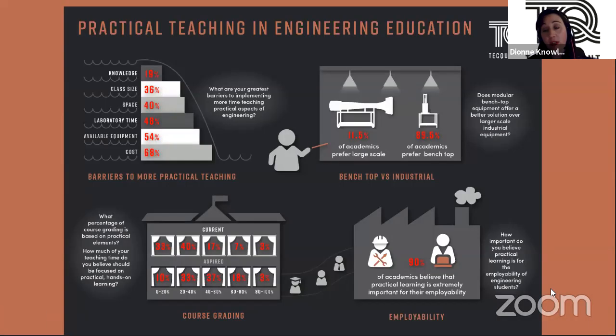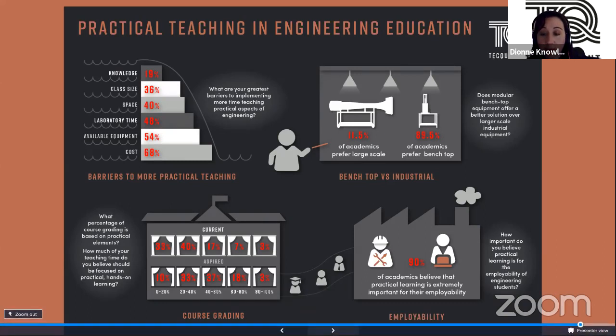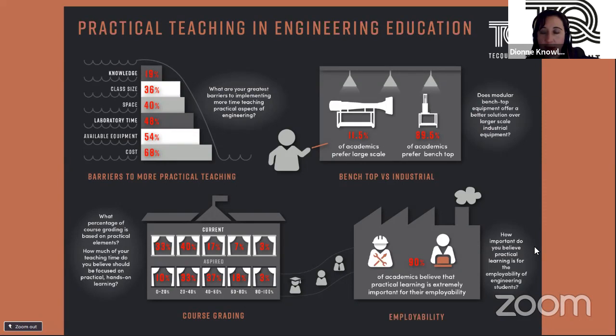And that's an interesting finding that we found out of this study, where we worked with over 100 different academics around the world. 90% of academics believe that practical learning is extremely important for student employability. And there's some more interesting facts that you can find on our website, or if you Google it, you should be able to find this infographic and the full report available as well.